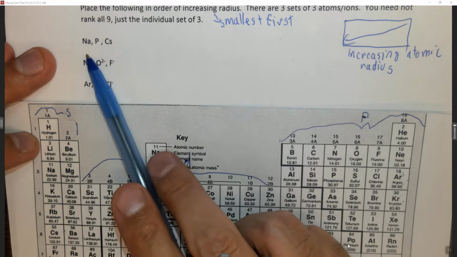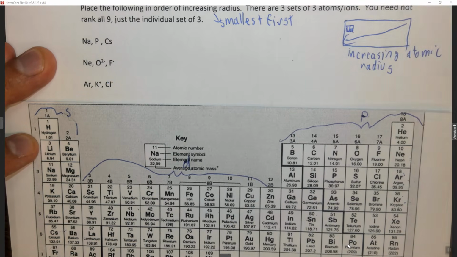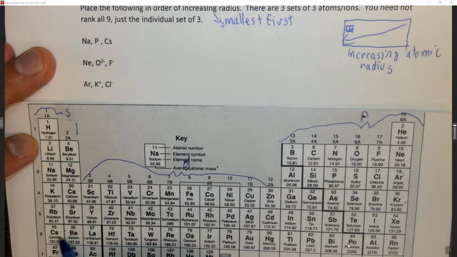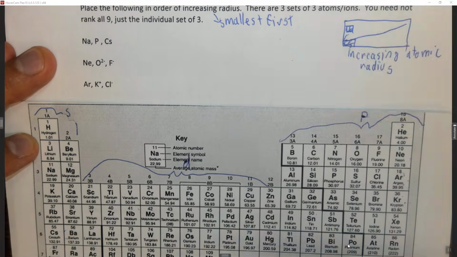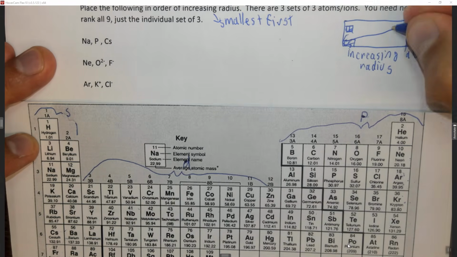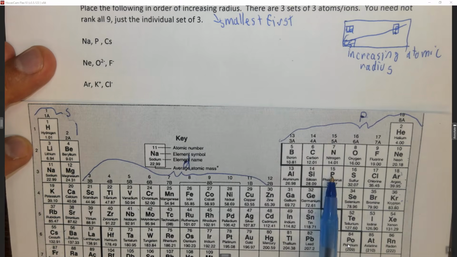Now we simply need to identify our atoms. So this isn't perfect, but sodium somewhere around there. All right. Cesium is down here, so I'm going to put it like that. All right. And phosphorus is somewhere over here in the same row as sodium, but way over here.